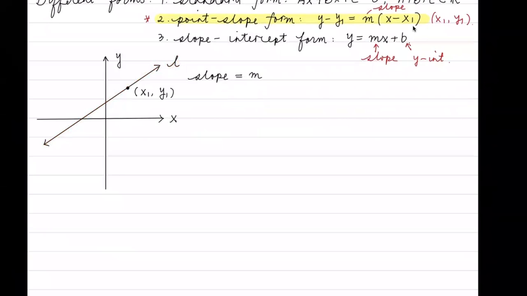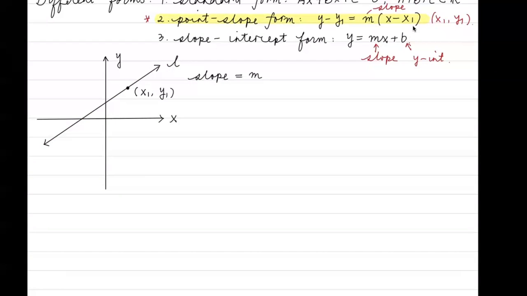The first thing we know is the slope. The slope of the straight line is equal to m. And we also know there is a point. This point is given, and the coordinates of this point are x1, y1. So these two pieces of information are given: the slope is equal to m, and there's one point on this line, which is x1, y1.